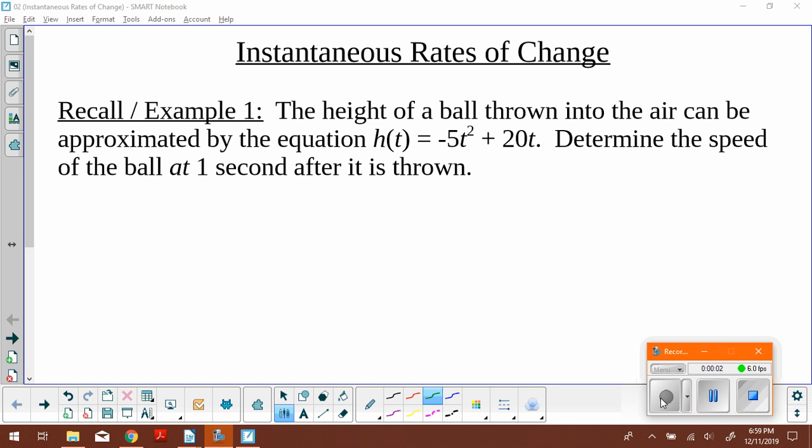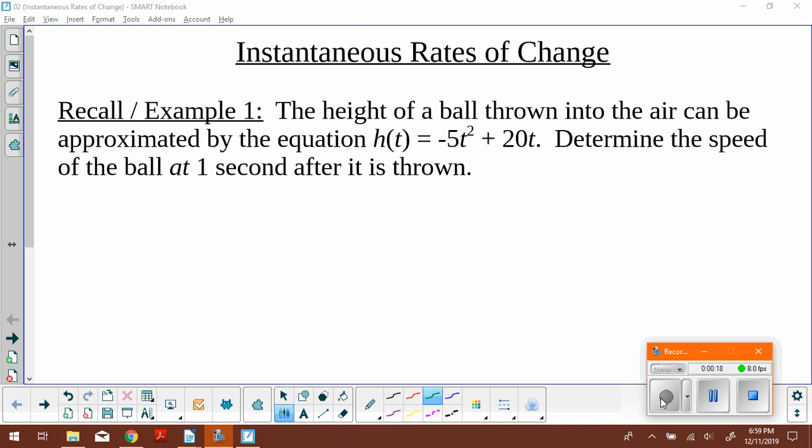Good afternoon, everyone. Yesterday, we looked at average rates of change. So now we're going to talk about instantaneous rates of change. And to get an idea of what the difference is, we're going to start with an example right away. This is based off the one we did yesterday as well, right?